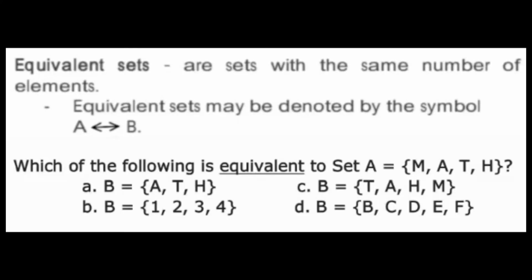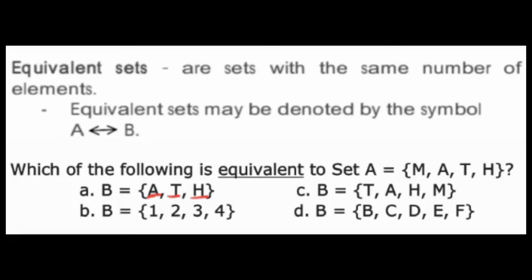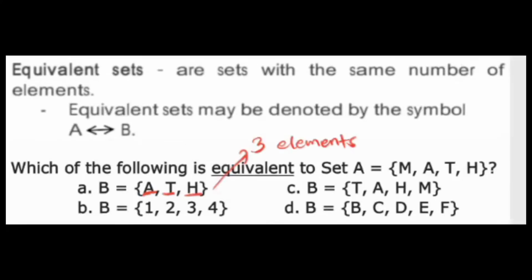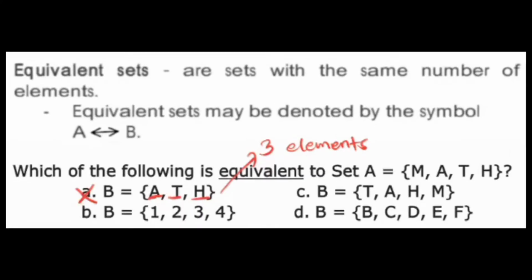Okay. So, let us examine all the choices. Sa letter A, ang elements ng letter A kasi meron siyang A, T, H. So, sumakatuwid, tatlo lang yung elements ng letter A. So, therefore, letter A is not equivalent to our given. Kasi, ang given natin, M, A, T, H, apat na elements to. Yan po. So, ang A natin, hindi na siya kasama sa pagpipilian because it has only 3 elements.